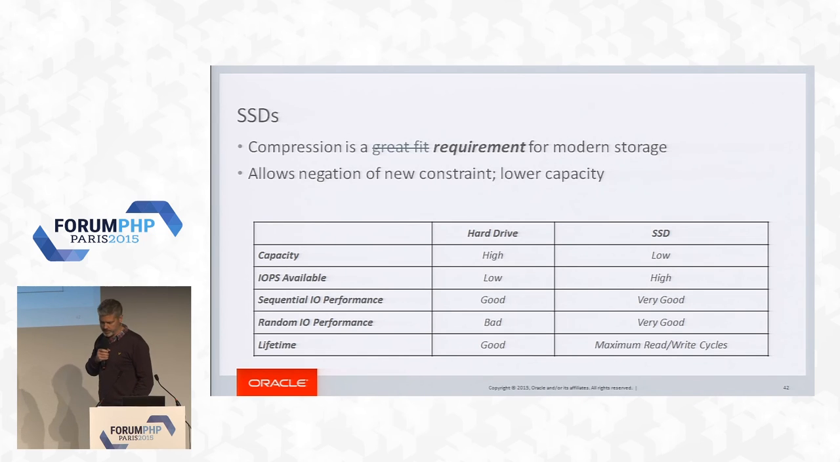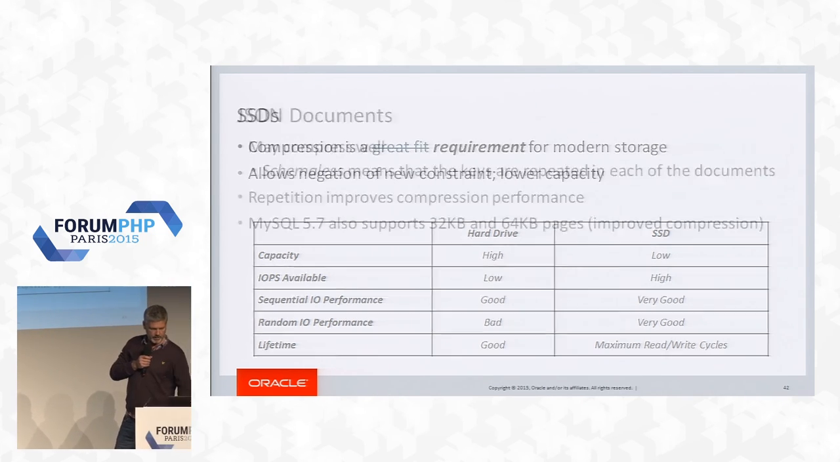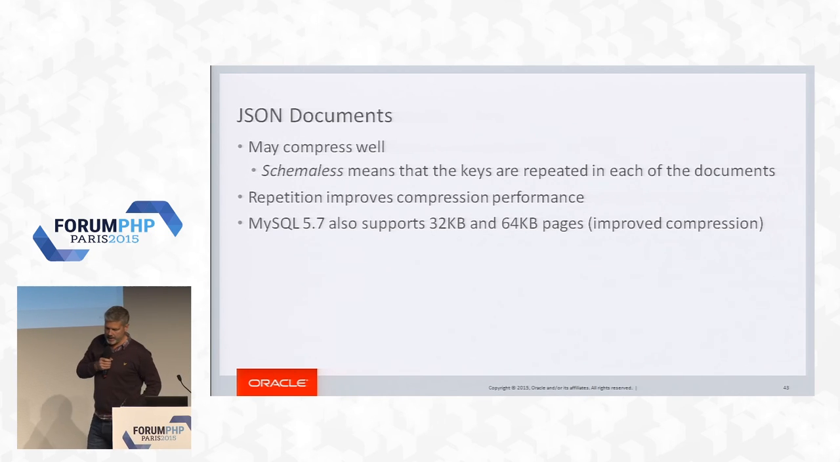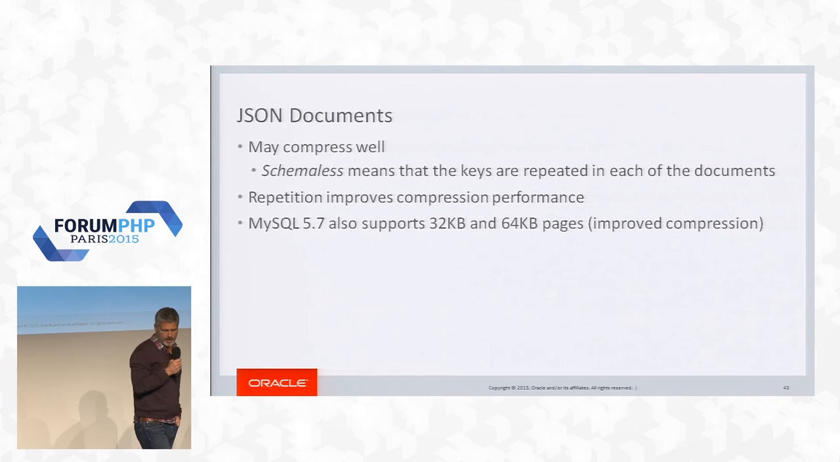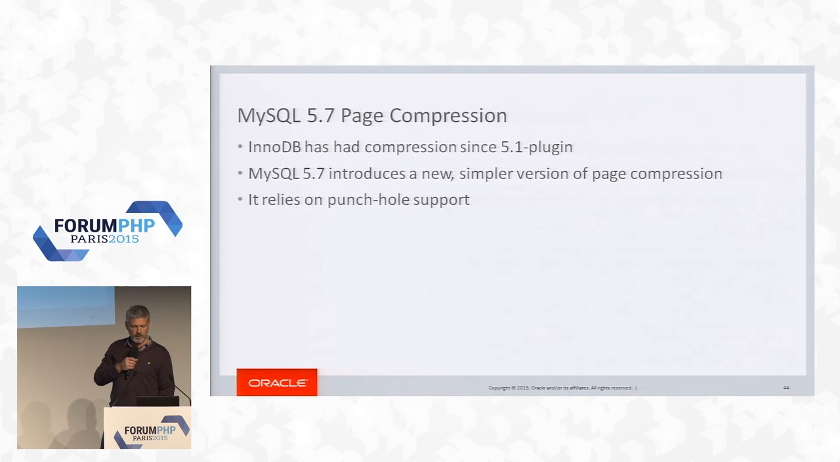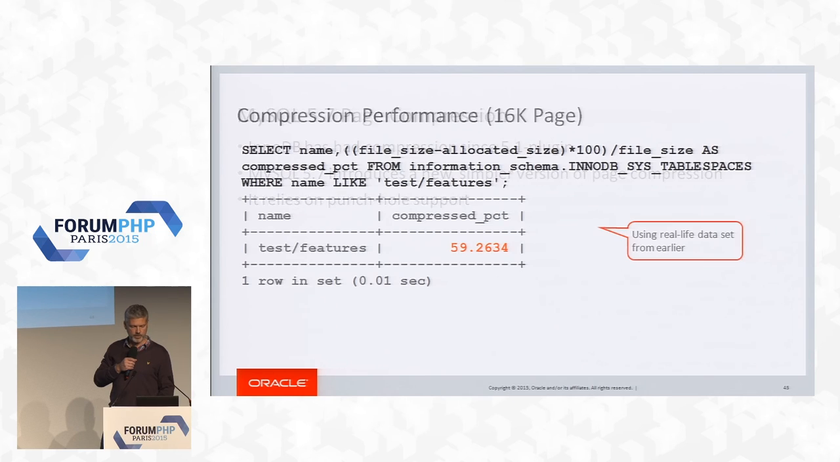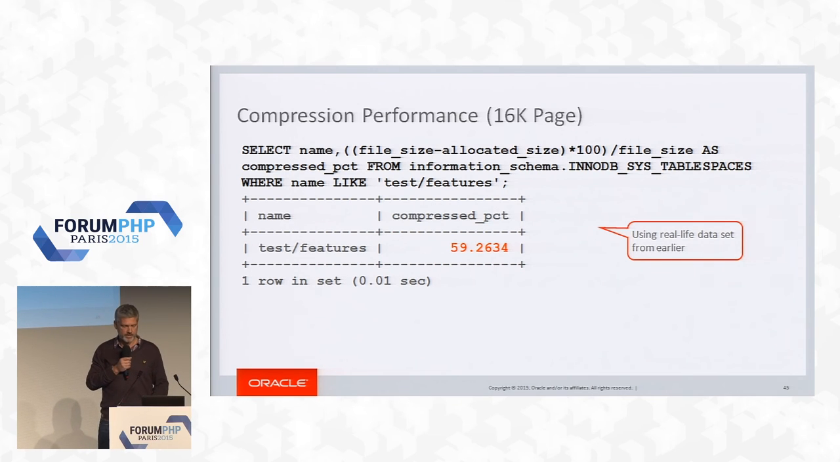And then some other features. Okay, let's not dig into that. It's going to take too much time. JSON documents may compress very well, as you're well aware of. 5.7 has some new features around compression. We've had compression for quite some time. There's a new version here, but just to illustrate that it might compress very well without digging into it, 5.7 has some compression capabilities.